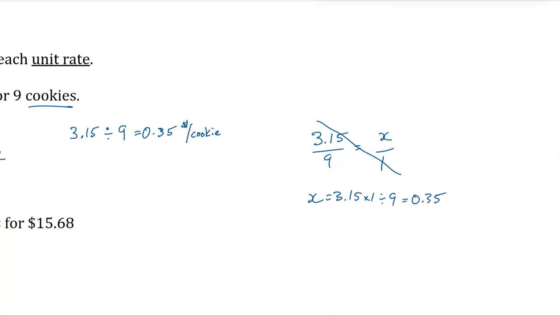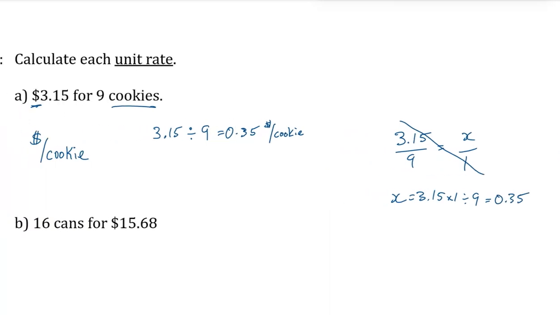So you can do it either way, but the nice thing about unit rates is you don't have to do the extra step. We know we're just dividing. Okay? You just have to make sure you divide in the right order based on the unit that you're using, dollars per cookie or cookies per dollar. Dollars per cookie means you're doing dollars divided by cookies.